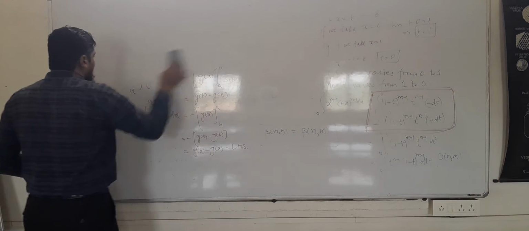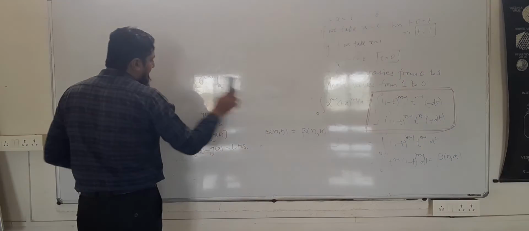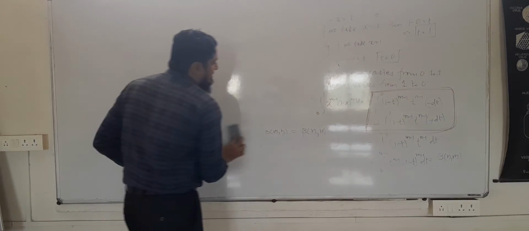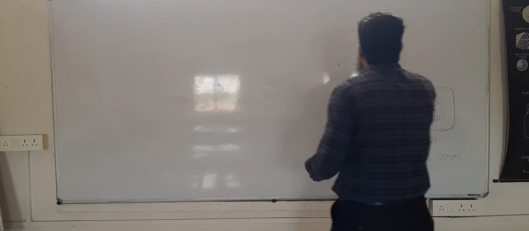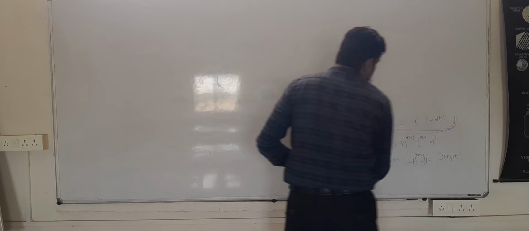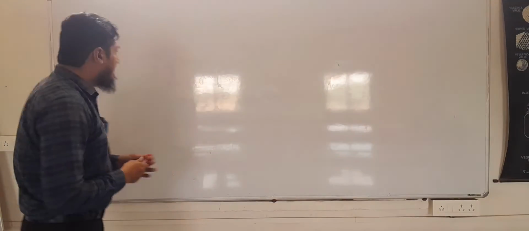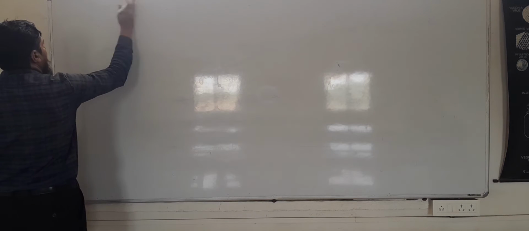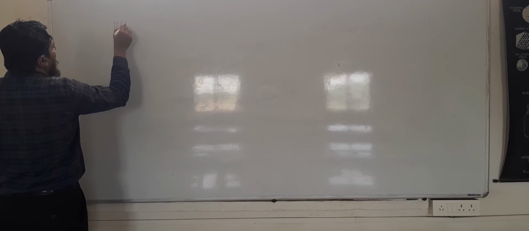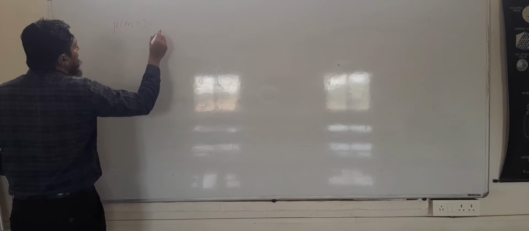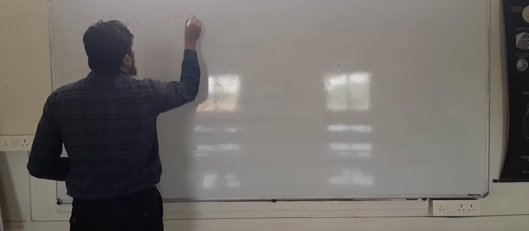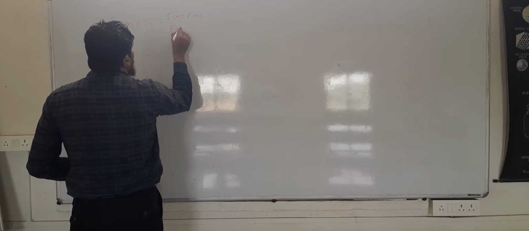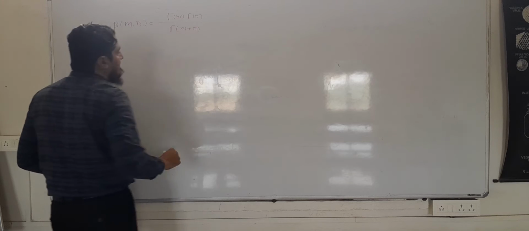Now take one example of how to calculate the value of beta. Before starting with the example, I want to share one more property of the beta function in the form of gamma. Beta m n is equal to gamma of m into gamma of n upon gamma of m plus n.